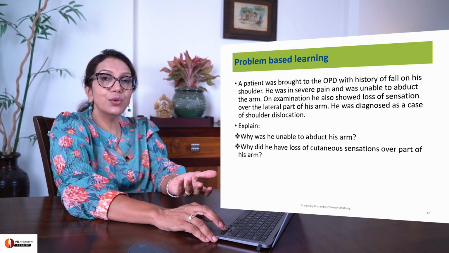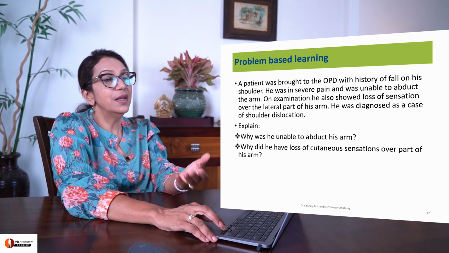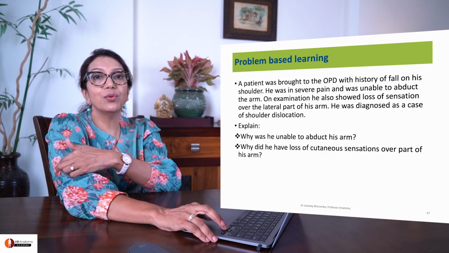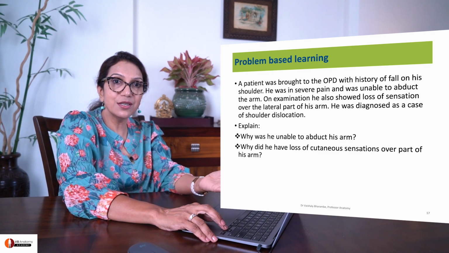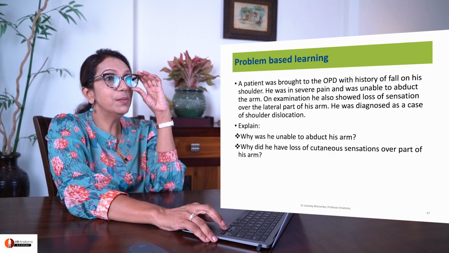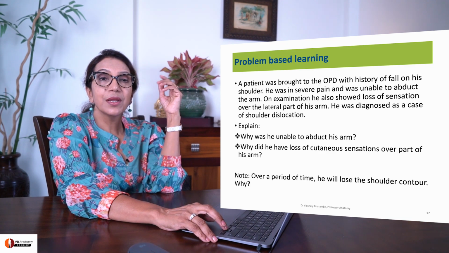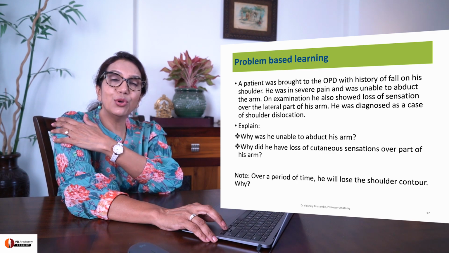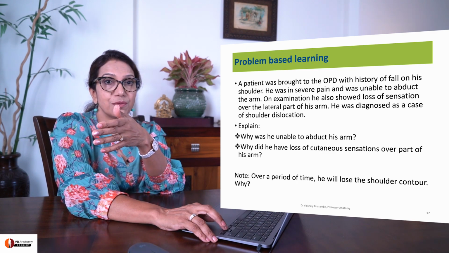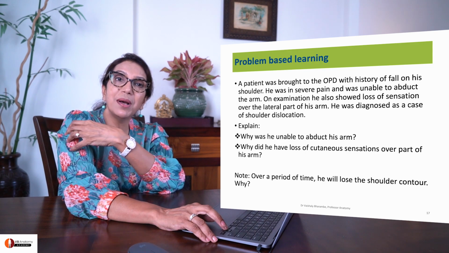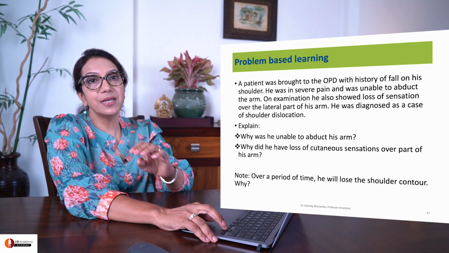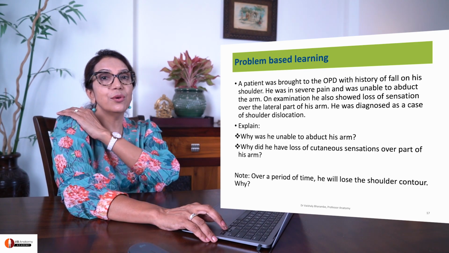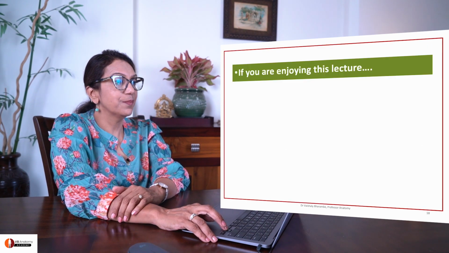Why did he have loss of cutaneous sensation over the arm? Again, because his axillary nerve is damaged, which gives cutaneous supply over the deltoid, and that is why he has cutaneous loss. Remember, students, if untreated, over a period of time, he is going to have a very bony shoulder, as the deltoid will undergo disuse atrophy, and slowly the muscle mass will reduce and the bony prominences will become prominent. He will lose the rounded contour of his shoulder.